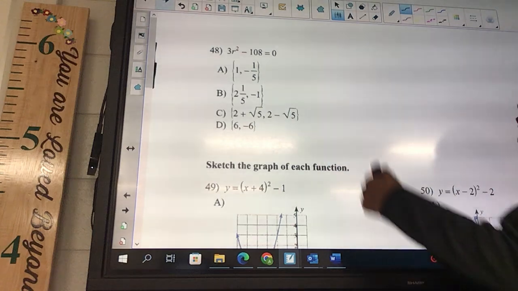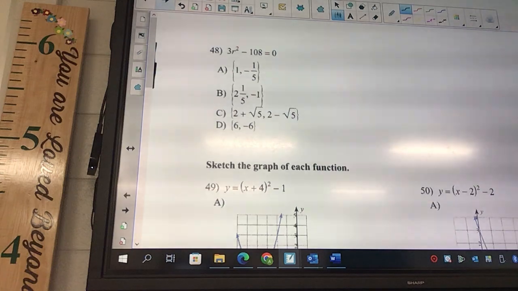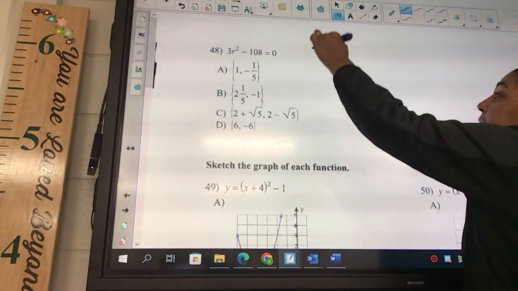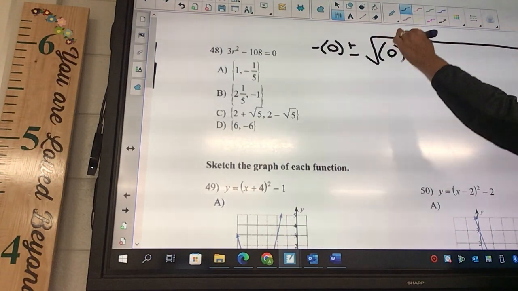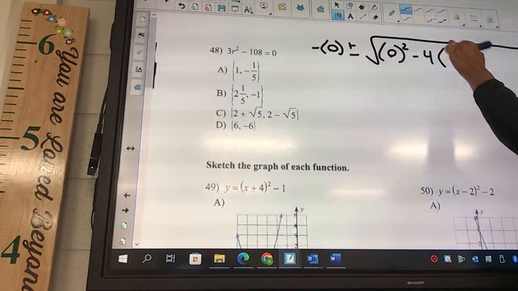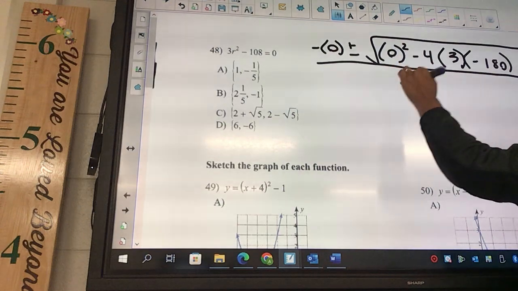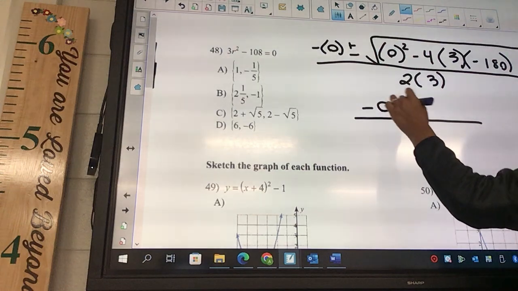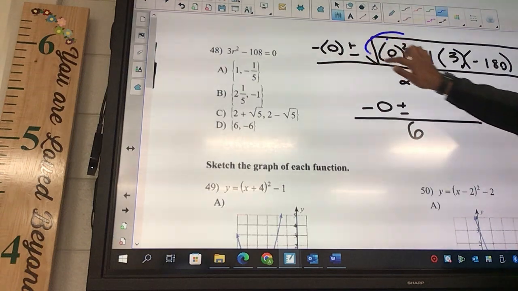Okay, so for 48, what is my A? 3. B, 0, and C is what? Negative 108. Okay, make sure you put that negative. So it's going to be negative 0 plus or minus 0 squared minus 4 times my A, which is 3, times C, negative 108. This is where you guys got to type today. 2A, which is 3. Okay, so on the top, I'm going to get 0 plus or minus 6 on the bottom. 2 times 3 is 6. And then you guys need to type all this in.